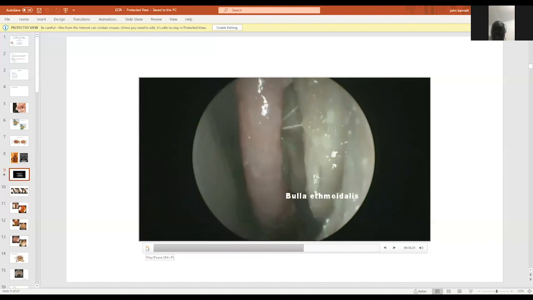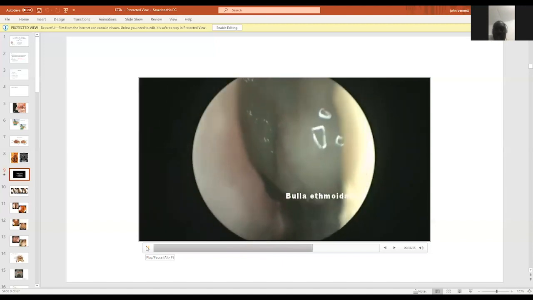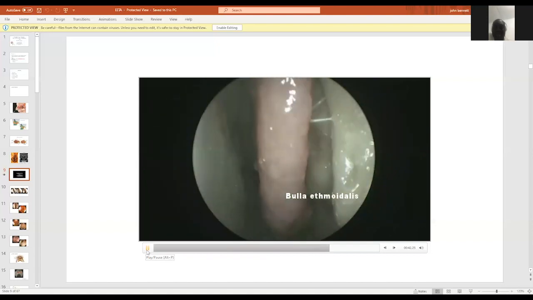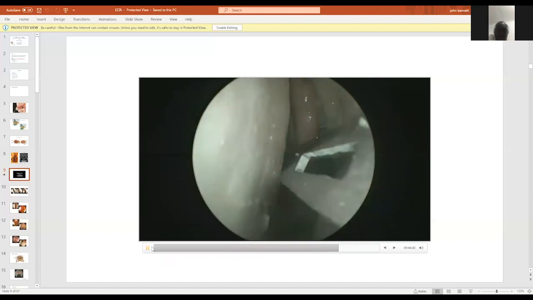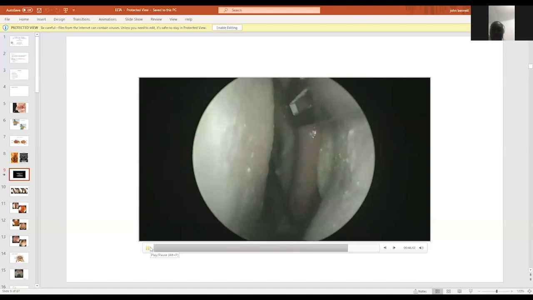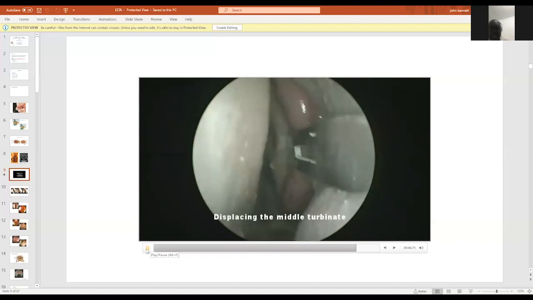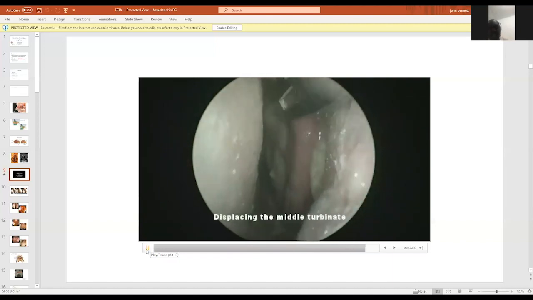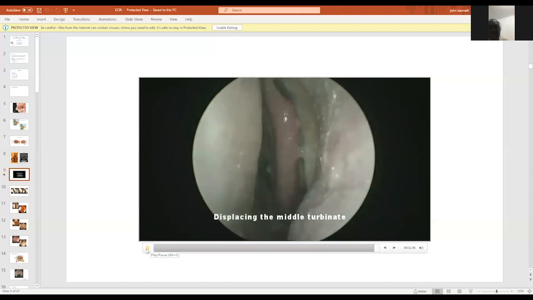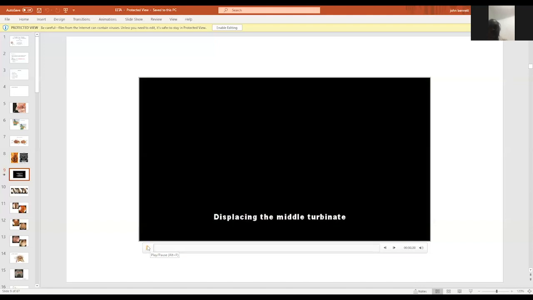Laterally, you can crush this bone with your rongeur, and it will help you make more space to mobilize the middle turbinate laterally. So if you put your middle turbinate laterally, you have this corridor. This is an important corridor. This is where you put your instrument to get to the sphenoid bone and the sphenoid sinus. Okay, next slide, please.